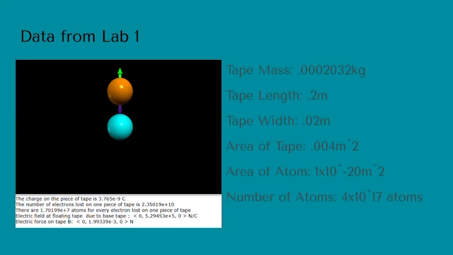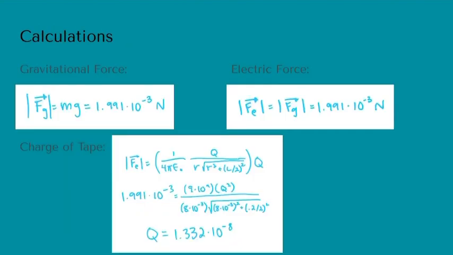Looking at our data from Lab 1, we found that the charge on one piece of tape was 3.765 times 10 to the negative 9 coulombs. And here is some of our data about the tape we used, including mass, length, and width. Similarly to our last lab, we are going to use the gravitational force, the electric force, and the charge of the tape in order to find the charge of the singular piece of tape.